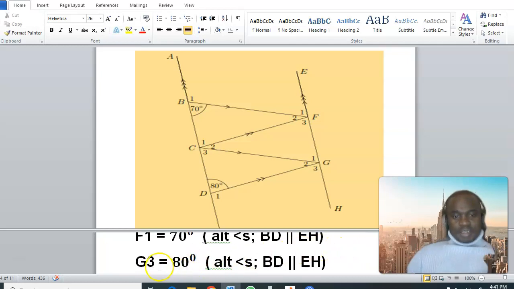Then let's look at J3. Where is J3? This is J3. Now J3 also alternates with F1. Now if you check, we already said that BD is parallel to EH. These two lines are parallel because of these three arrows. Then we are saying that this DJ is a transversal line.